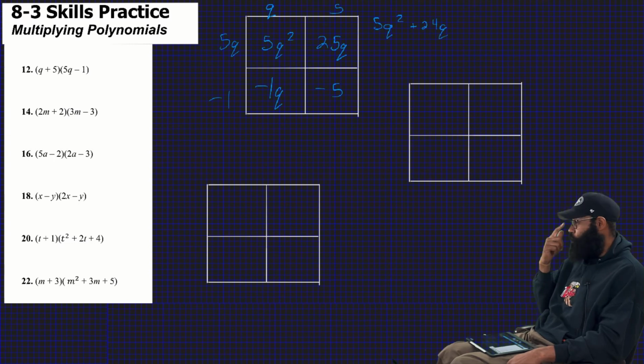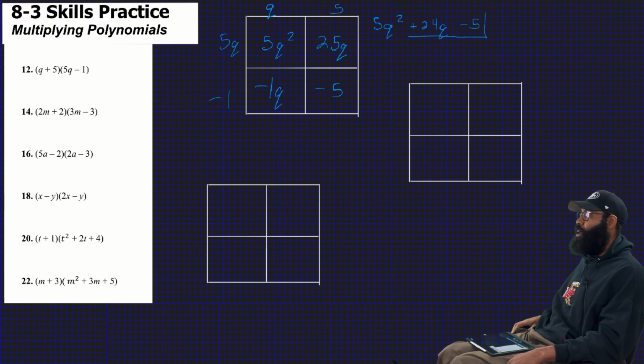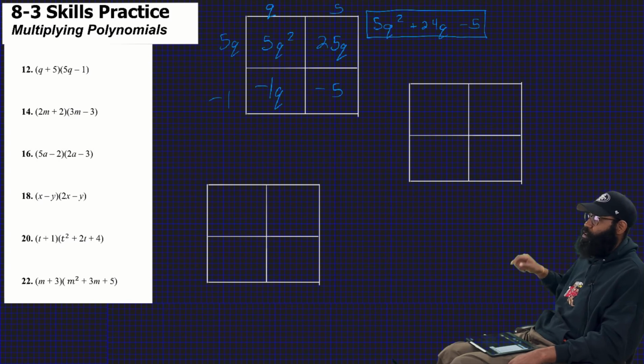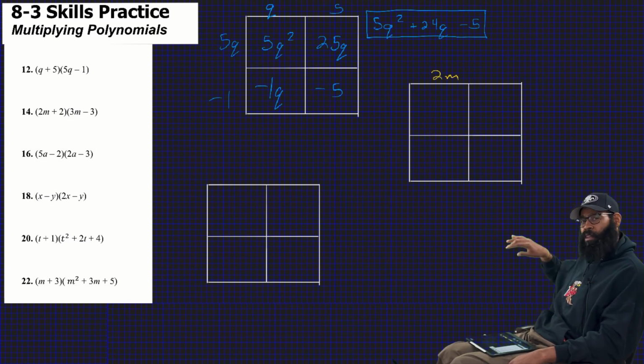So all 4 terms, and then of course recognizing, oh no, I didn't write all 4 terms. I went ahead and collected my like terms right there. 25q and negative q give me the positive 24q. So the diagonal usually gives you where your like terms are.